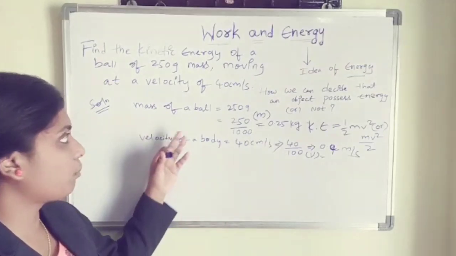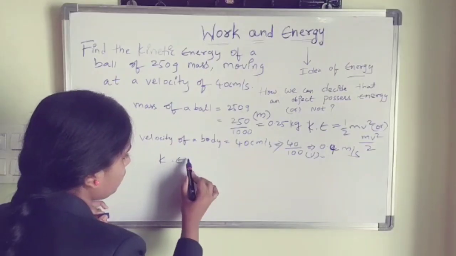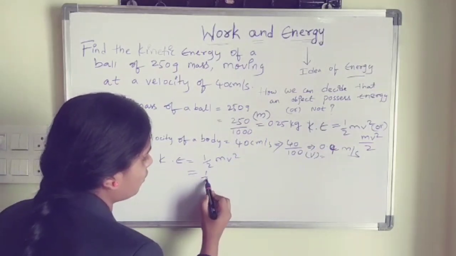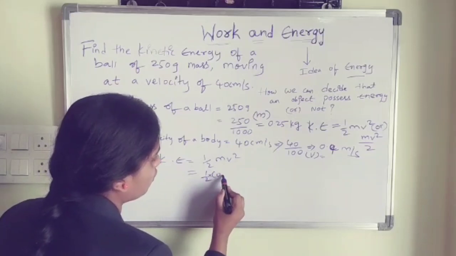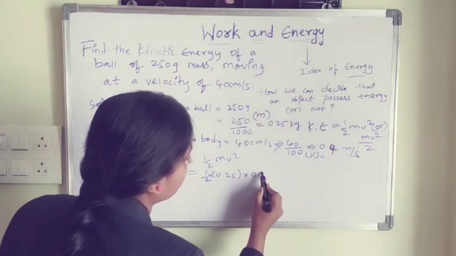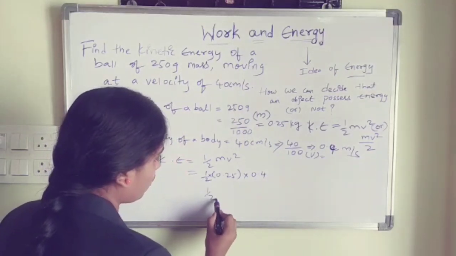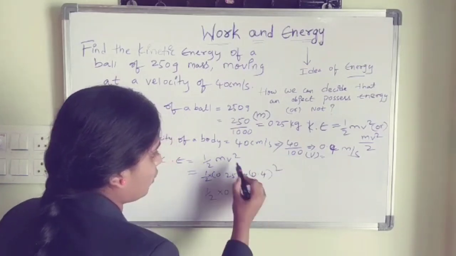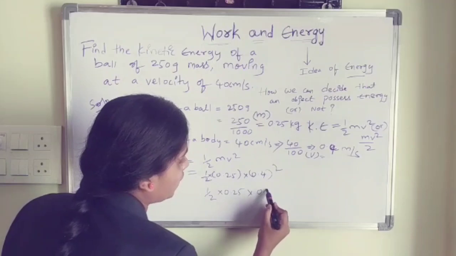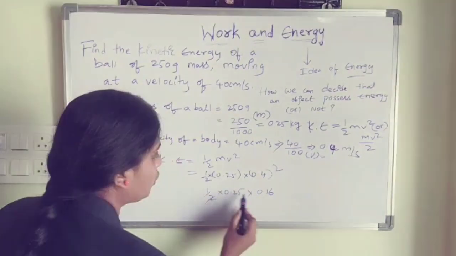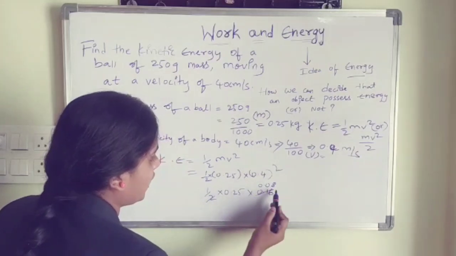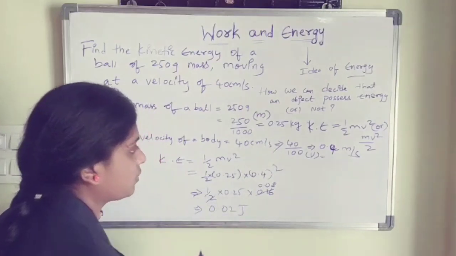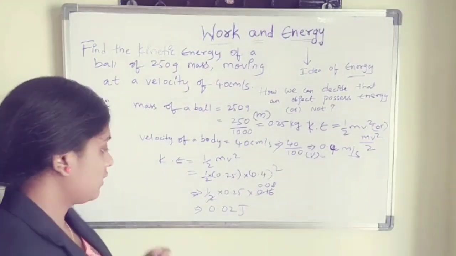Just now we derived a formula for kinetic energy, half mv square. Substitute the values in the formula. 0.4 whole square, 0.16. Half into 0.16, 2 ones are 0.08. If we solve, we get the value 0.02 joules. This is kinetic energy.